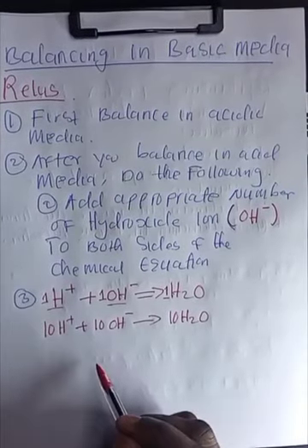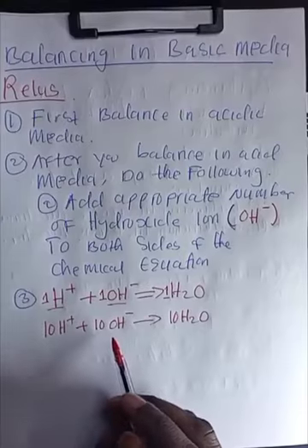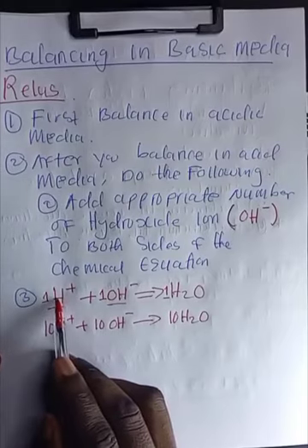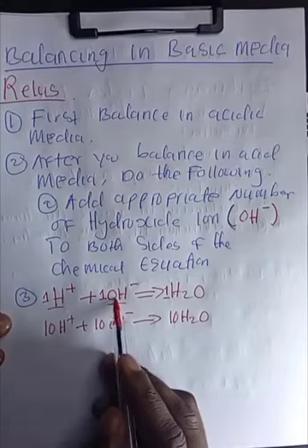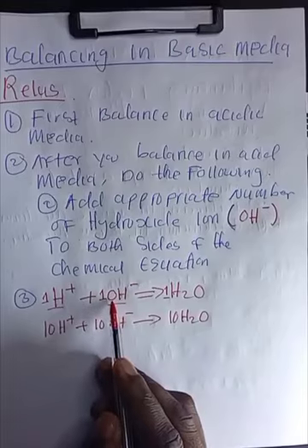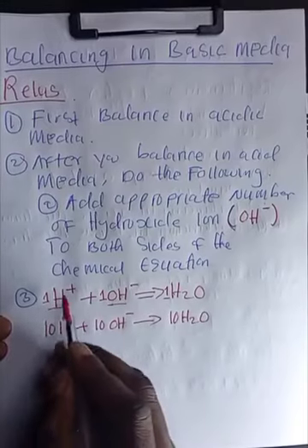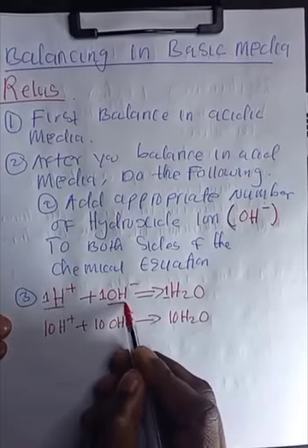So when you balance your equation, if you find that maybe you have 4 hydrogen ions and 3 hydroxide ions, these numbers are not matching, meaning something is wrong with your calculation. You have to check. The number of hydrogen ions and the number of hydroxide ions have to be the same.